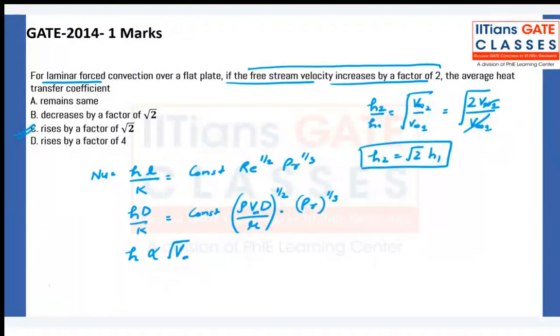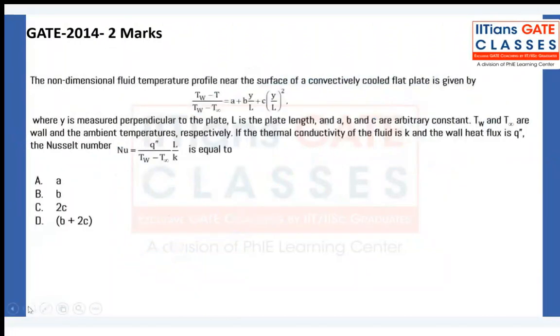A non-dimensional fluid temperature profile near the surface of a convectively cooled flat plate is given, where y is measured perpendicular to the plate. A, B, C are arbitrary constants. T wall and T infinity we know, the wall temperature and ambient temperature. Thermal conductivity is k and wall flux is q double dash, which is basically watt per meter square.